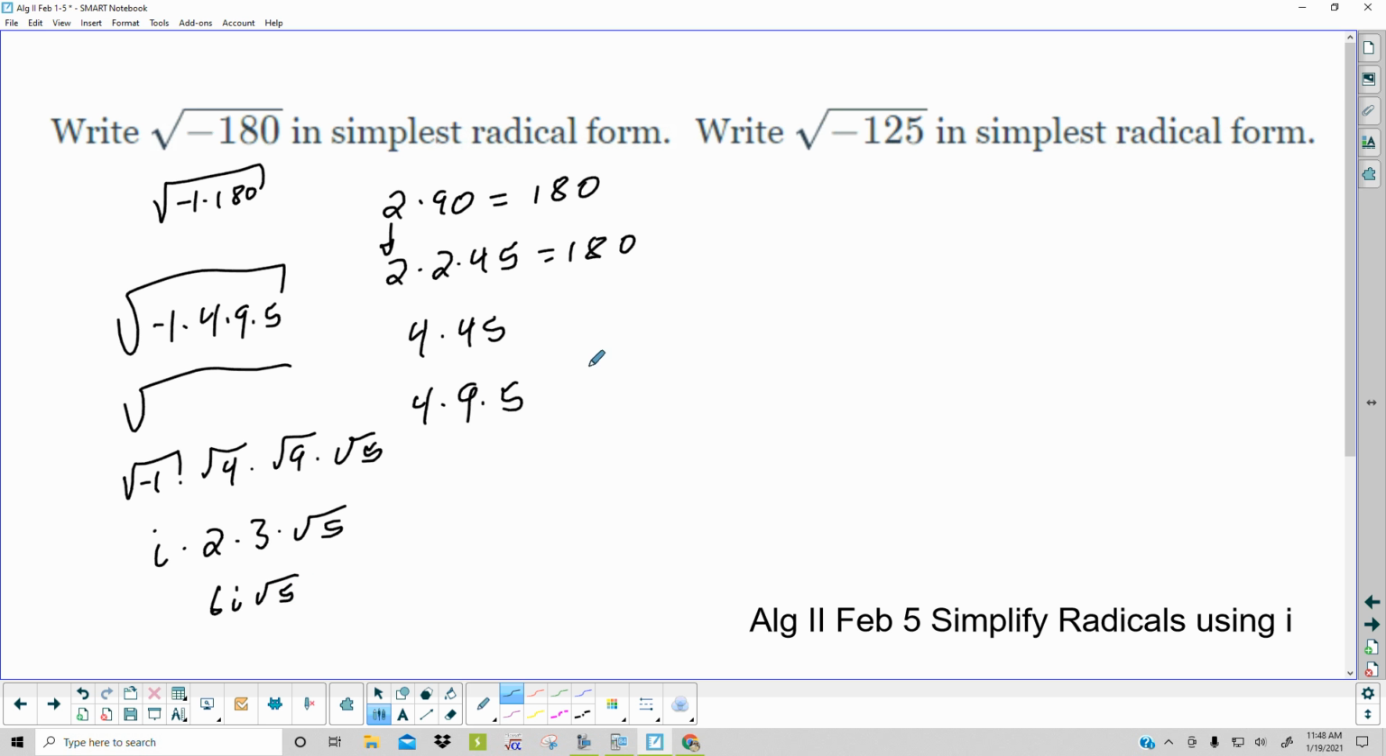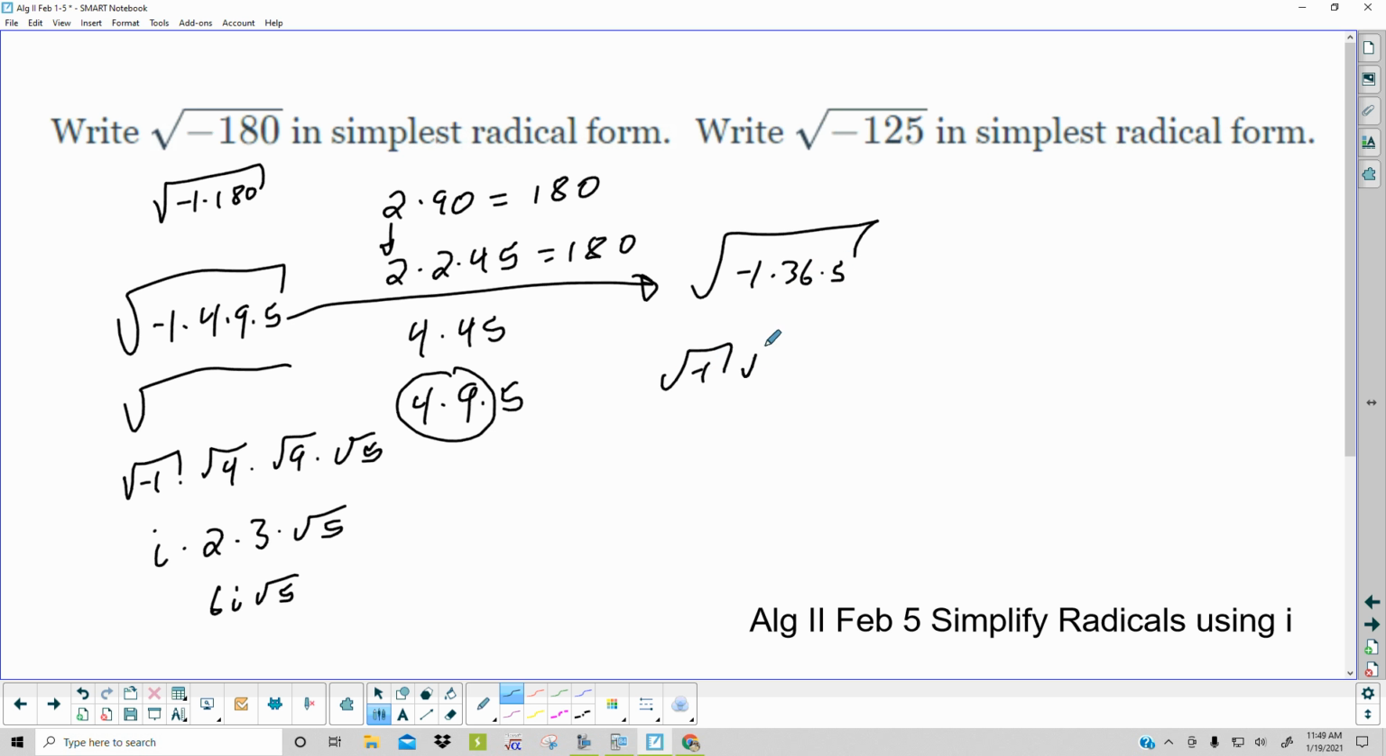Now, if you wanted a little less writing, you could combine these. Instead of writing this one, you could write square root of negative 1 times 36 times 5. I'm not saying you have to do it. I'm just giving you a picture of what it could look like if you had combined the perfect squares. So that's i. The square root of 36 is 6, and the square root of 5 has to stay put. So 6i square root of 5. You get the same answer. Okay?